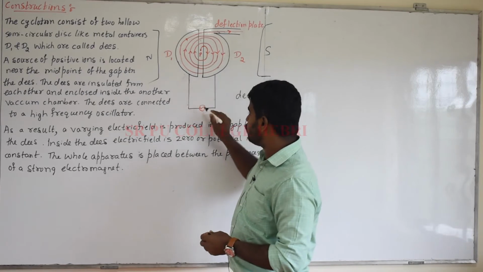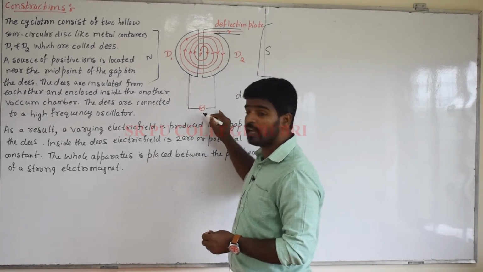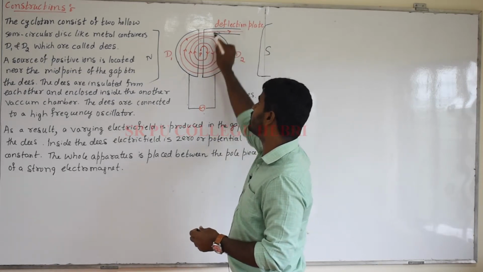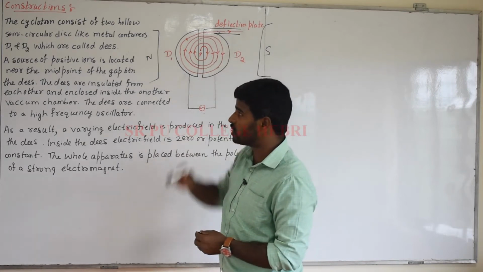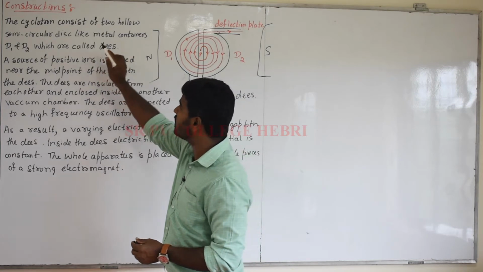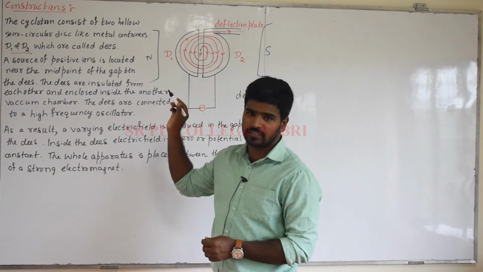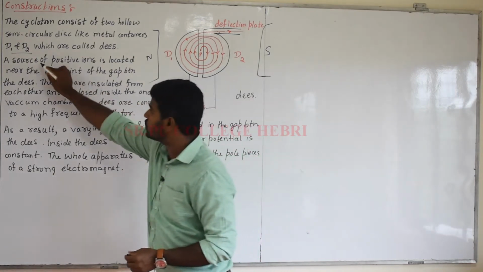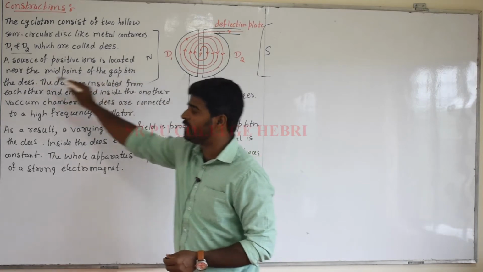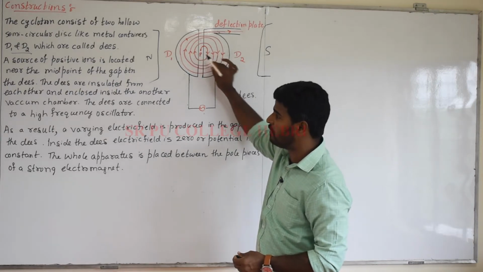Then the two Ds are connected by a high frequency AC source, known as the AC high frequency oscillator. Here it is the deflecting plate. The accelerated positive ions are deflected toward this plate. See here the construction. The cyclotron consists of two hollow semicircular disc-like metal containers D1 and D2, which are called Ds. Then a source of positive ions is located near the midpoint of the gap between the two Ds.